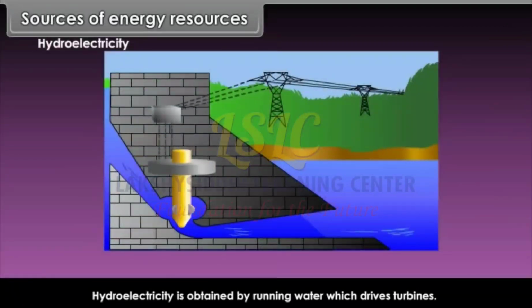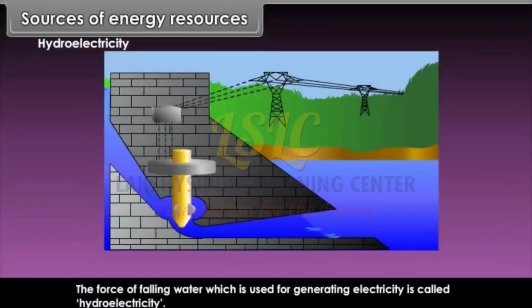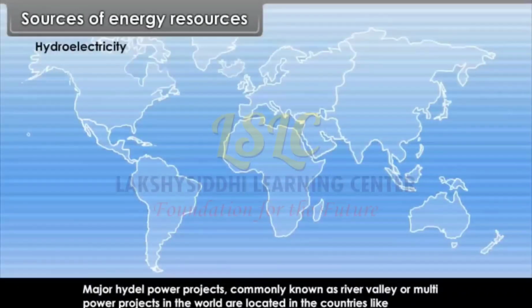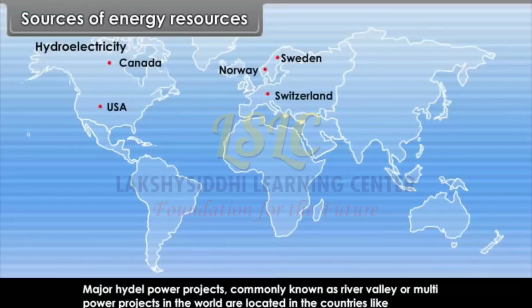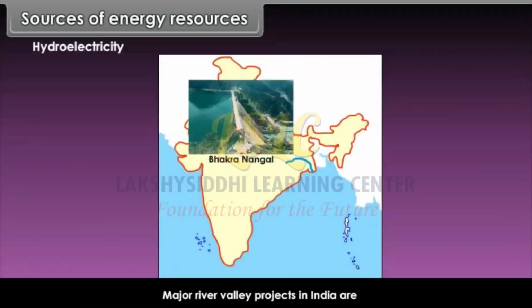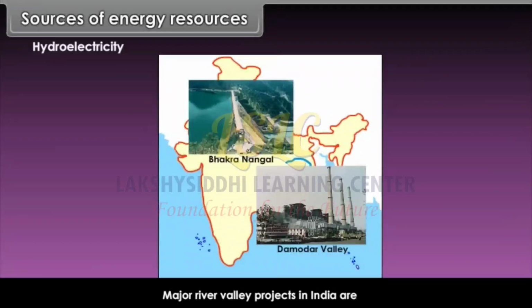Hydroelectricity. Hydroelectricity is obtained by running water which drives turbines. The force of falling water, which is used for generating electricity, is called hydroelectricity. Major hydel power projects, commonly known as river valley or multi-purpose projects in the world, are located in countries like Sweden, Norway, Switzerland, Canada and the USA. Major river valley projects in India are Bhakra Nangal and Damodar Valley Corporation, which produce hydroelectricity.